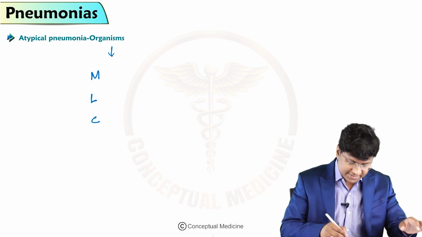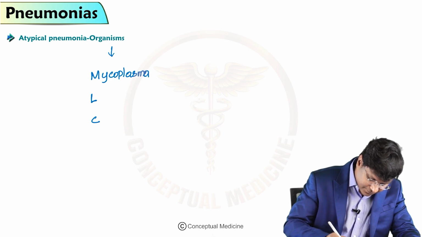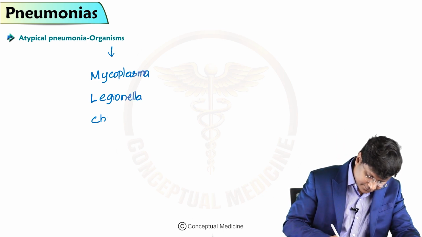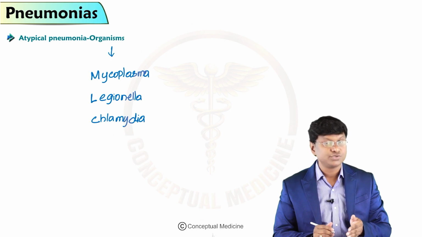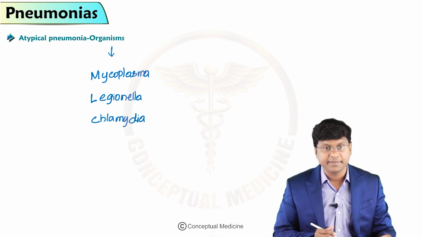Okay, M stands for Mycoplasma, L will be Legionella, C will be Chlamydia, right? Mycoplasma, Legionella, Chlamydia. These are the important organisms causing the atypical pneumonias.